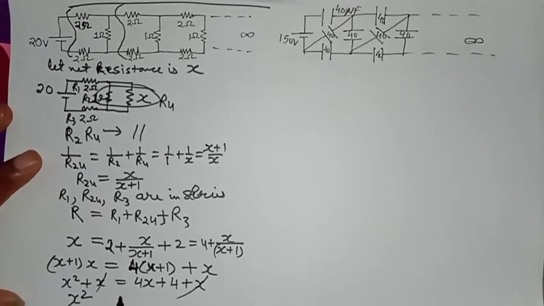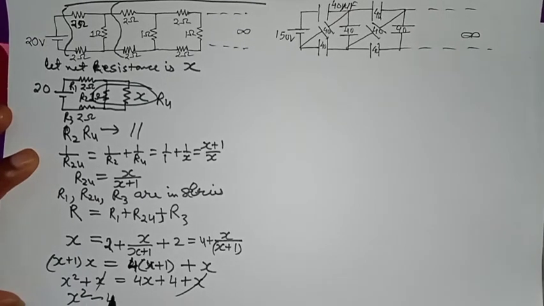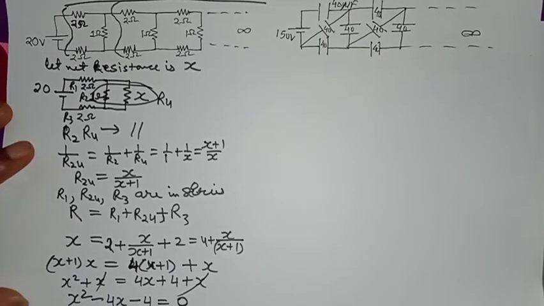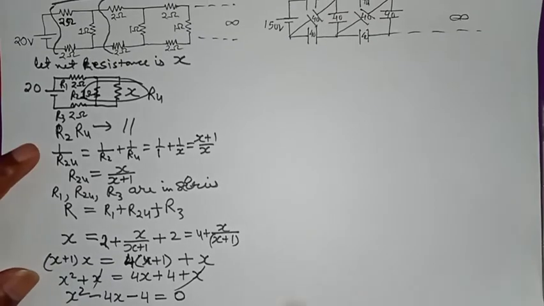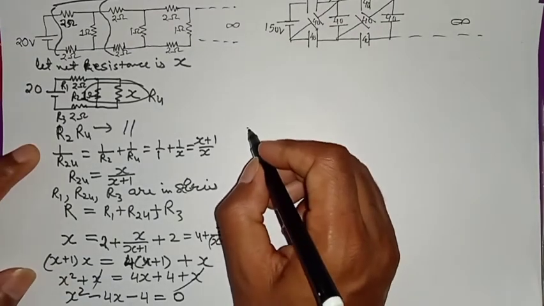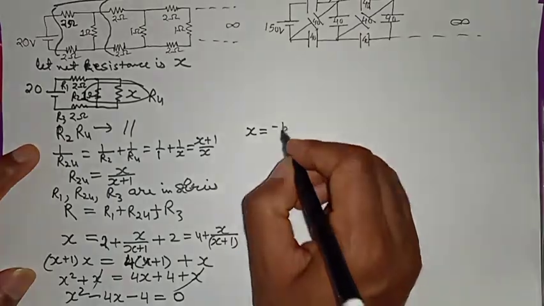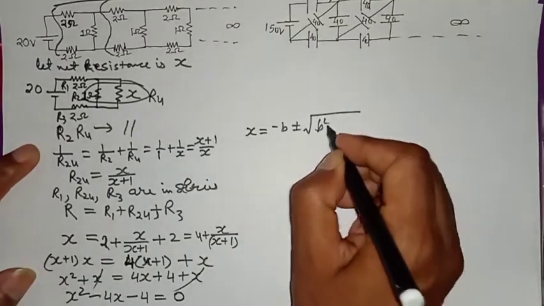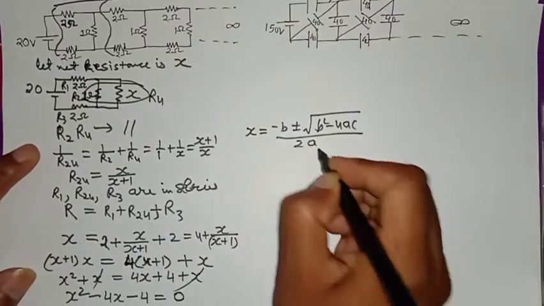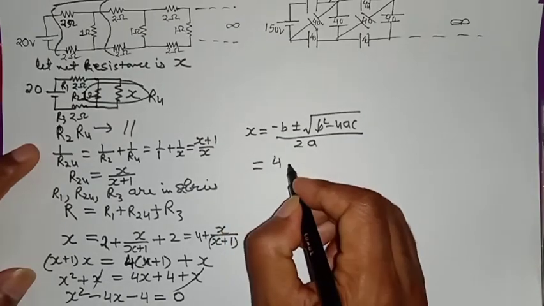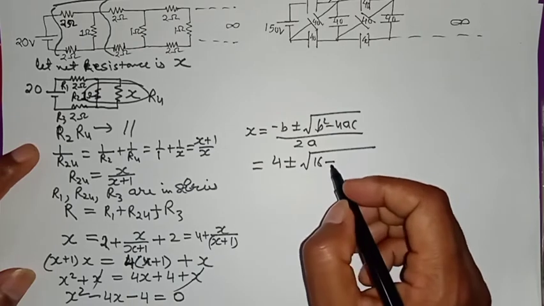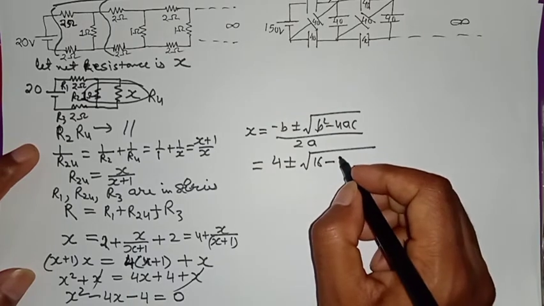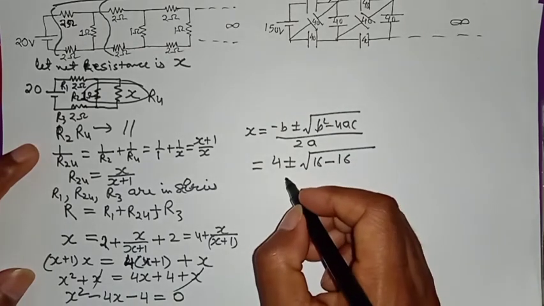X square minus 4x minus 4 equal to 0. Okay, that's going to be interesting. I'm going to apply the Sridharacharya formula for this, and that is x equal to minus b plus minus root of b square minus 4ac upon 2a. Minus b, that is 4 now, plus minus root of b square means 16, minus 4ac means plus 16. Oh my god, what is happening?